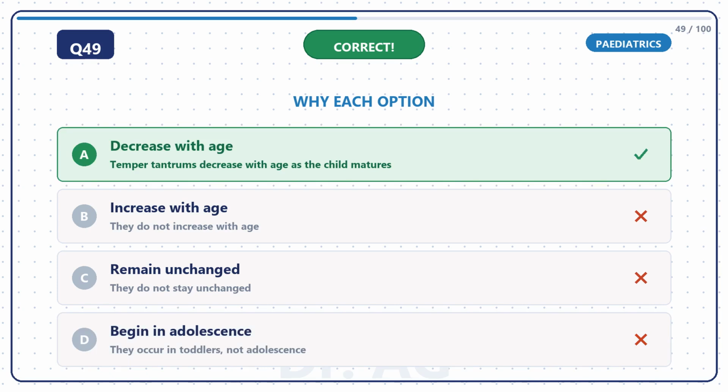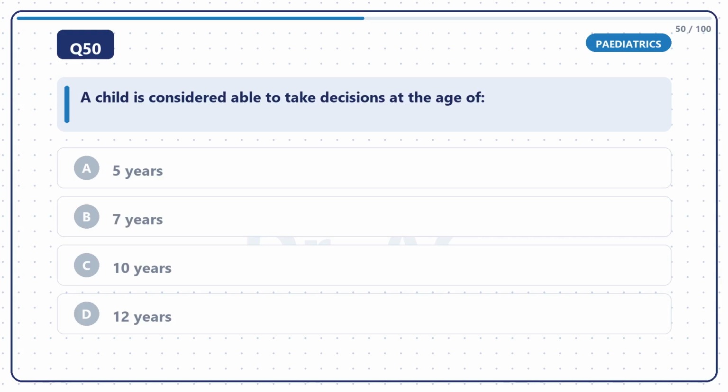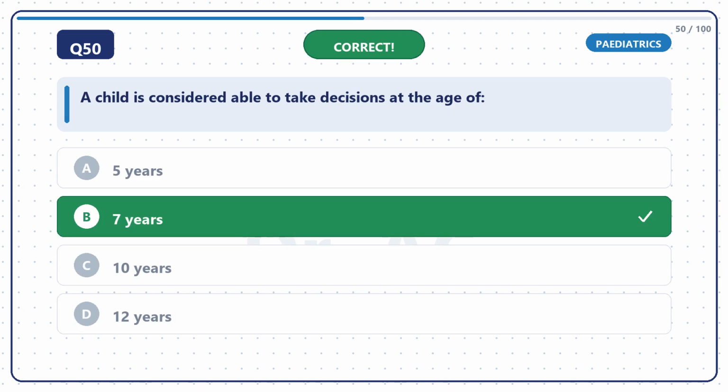Decrease with age. Question 50. A child is considered able to take decisions at the age of option A, 5 years. Option B, 7 years. Option C, 10 years. Option D, 12 years. The correct answer is option B.